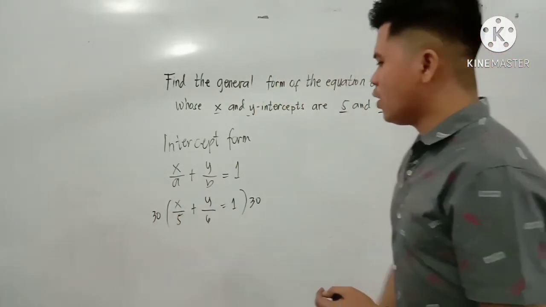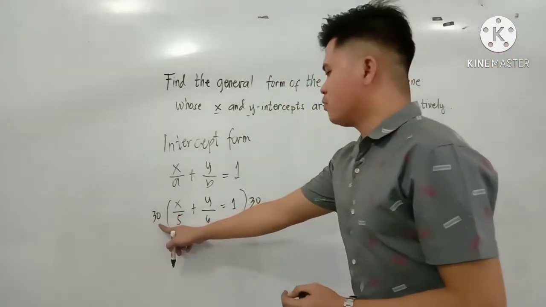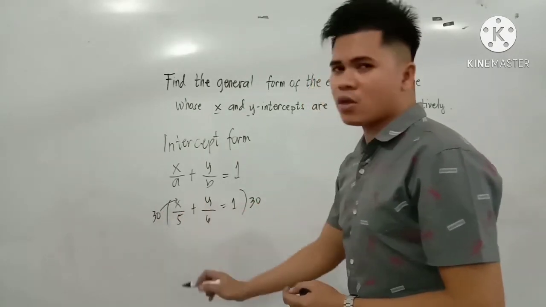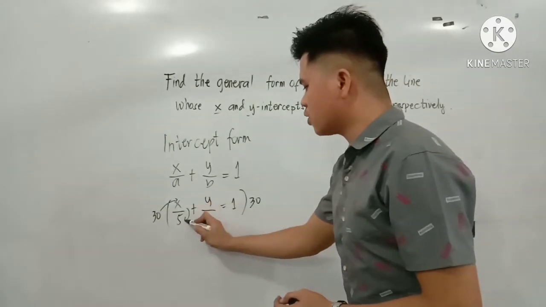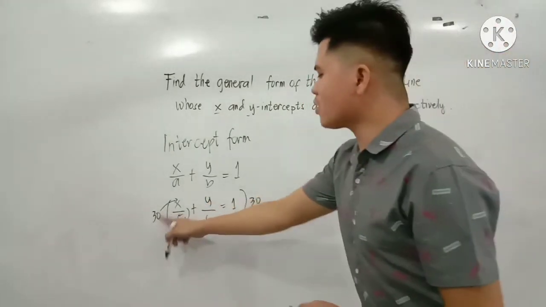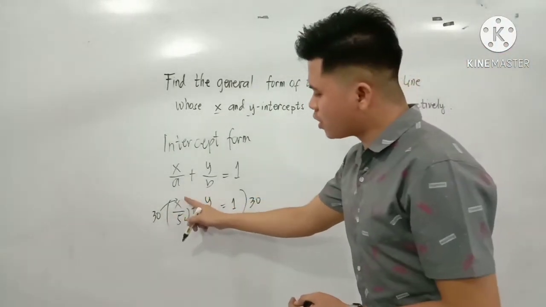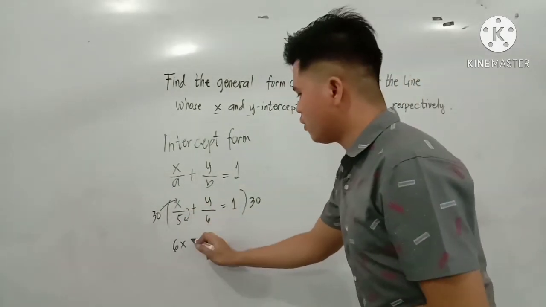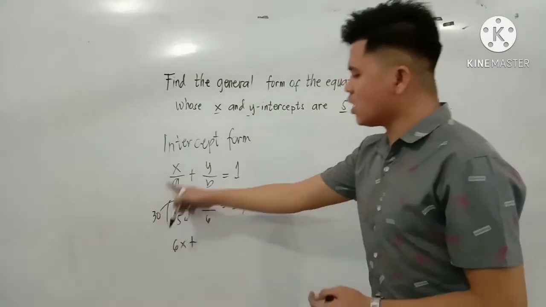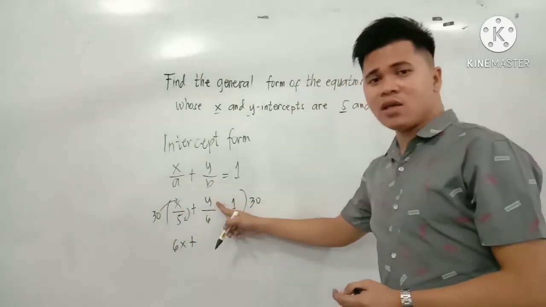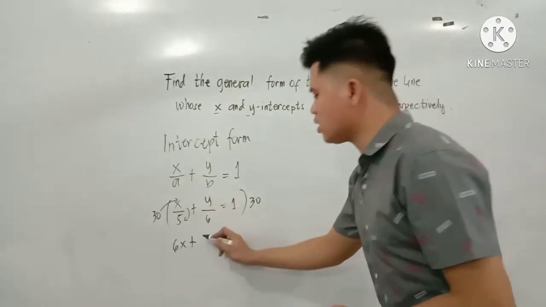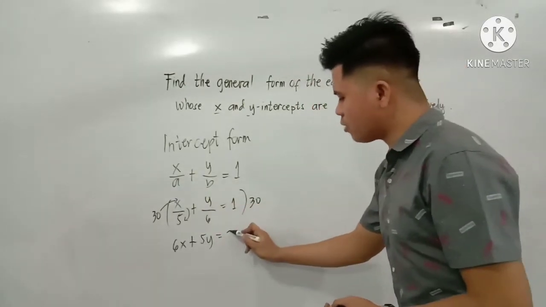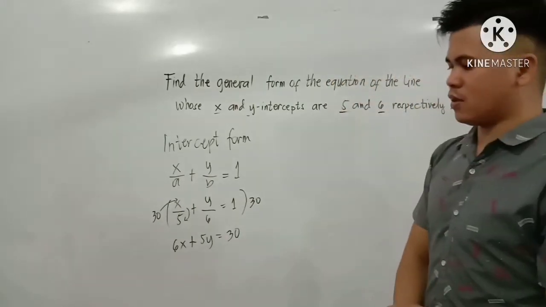Okay? Then, we have to multiply 30 to the numerator, then we divide to the denominator. So, 30 times x is 30x. 30x divided by 5 is simply 6x. Then, plus 30 times y is 30y divided by 6 is 5y equals 1 times 30 is simply 30.